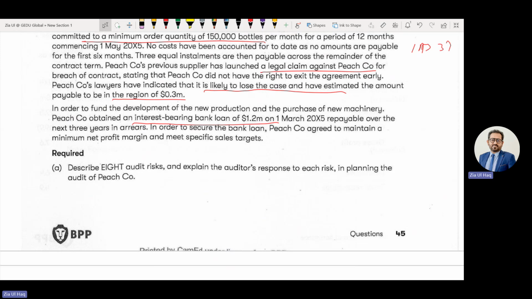Interest they need to record. Repayable over the next 3 years in arrears. In order to secure the bank loan, Peach Company agreed to maintain a minimum net profit margin and meet a specific sales target.